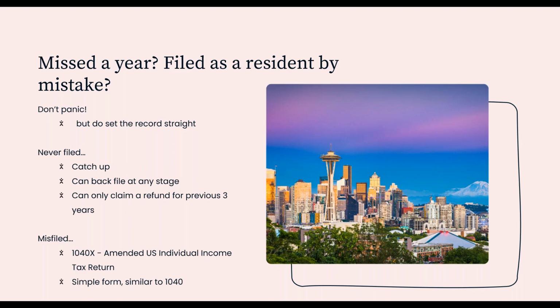So if you misfiled, maybe you filed as a resident and you should have filed as a non-resident, you will also need to go ahead and correct that mistake. You can do that by completing Form 1040X, which is an amended US individual income tax return. You'll also need to complete a correct Form 1040NR and then send both of those documents to the IRS, which will essentially show them the mistake that you made and what you're doing to correct that.